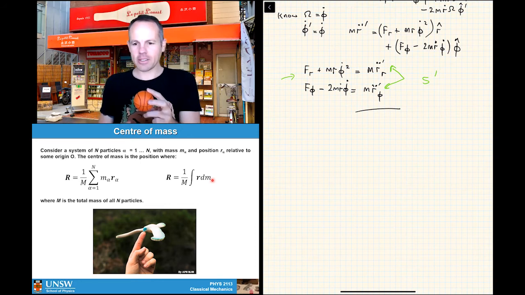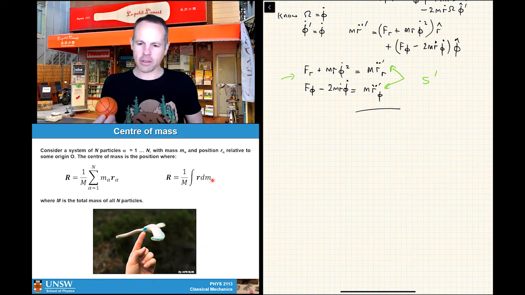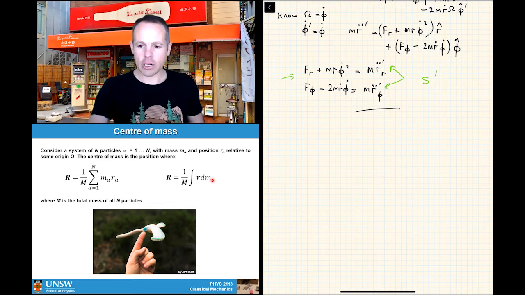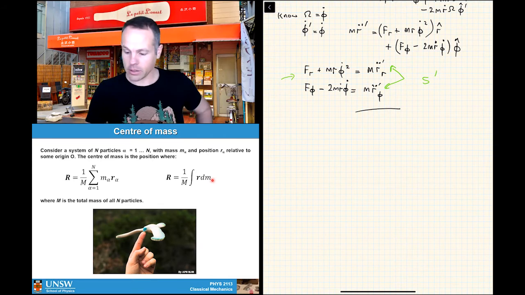And then sometimes, if you've got mass symmetry and geometry symmetry, it's easy, it's in the middle. If you break that symmetry, then that moves. Sometimes you can actually get the center of mass to be outside the object entirely, okay?